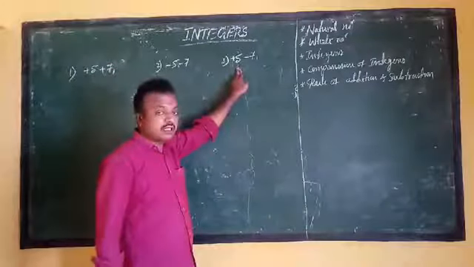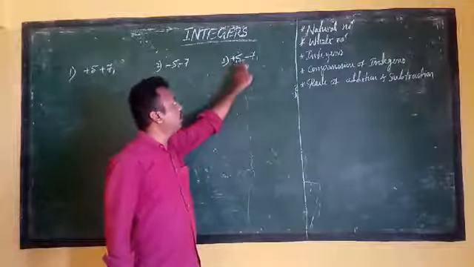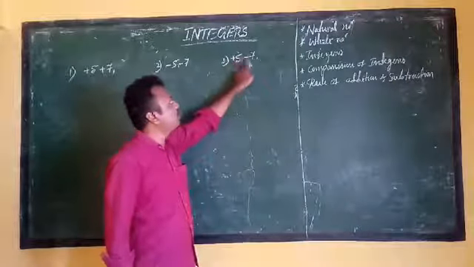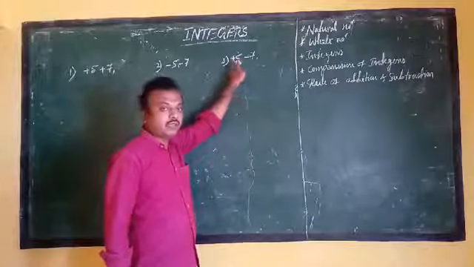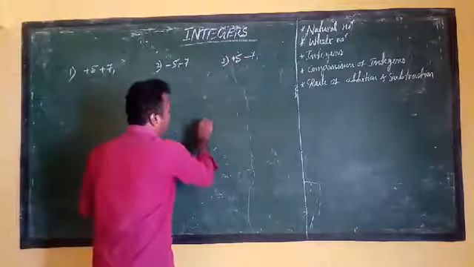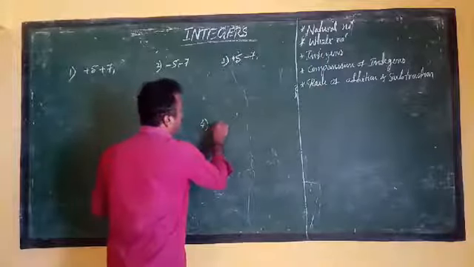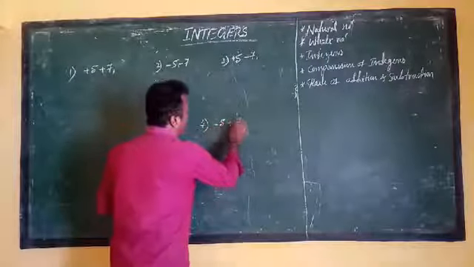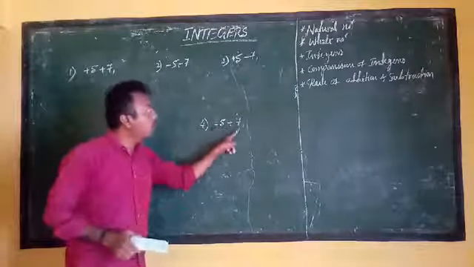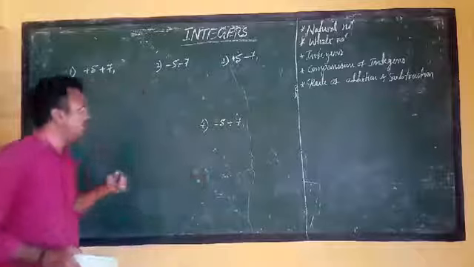But in this third example, one is a positive sign and the second one is a negative sign. 5 has a positive sign, 7 is negative. I will take the fourth example: minus 5 and plus 7. 5 has a negative sign, 7 has a positive sign. So let us come here.